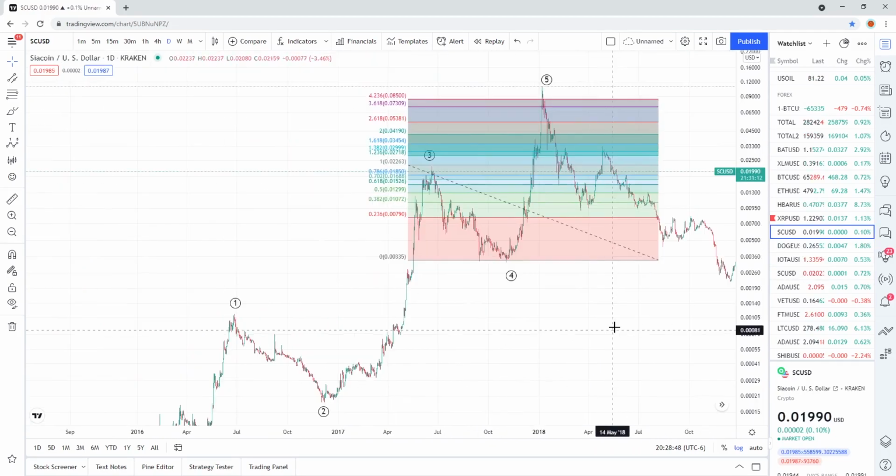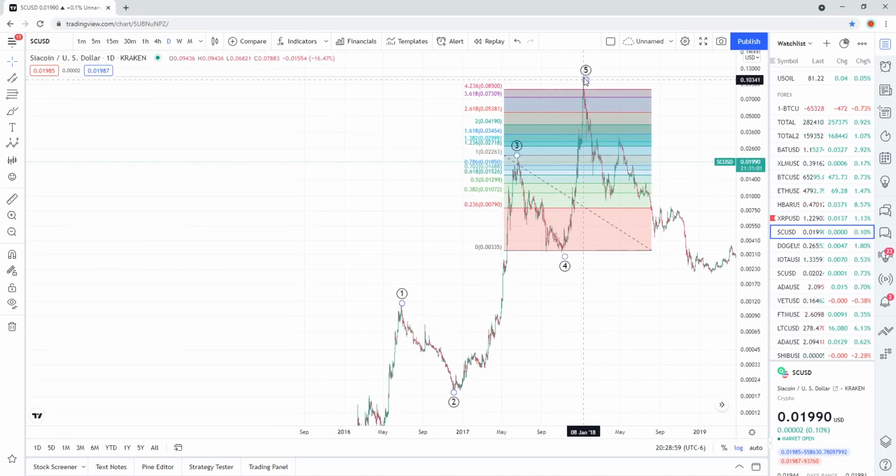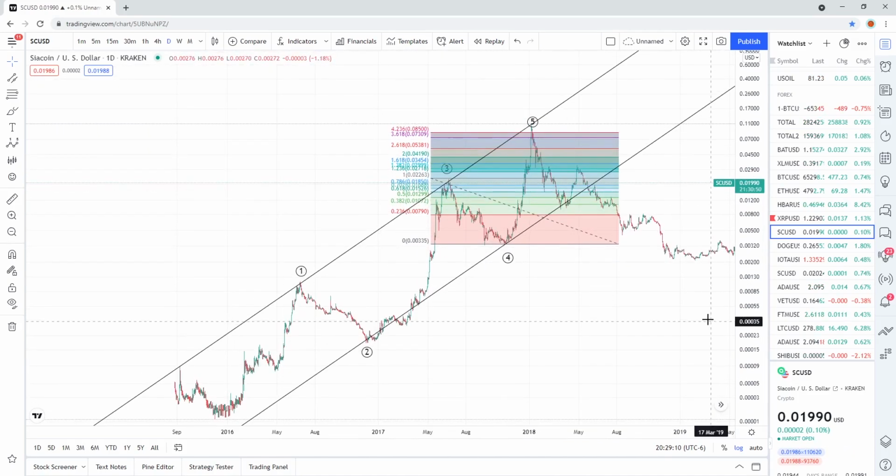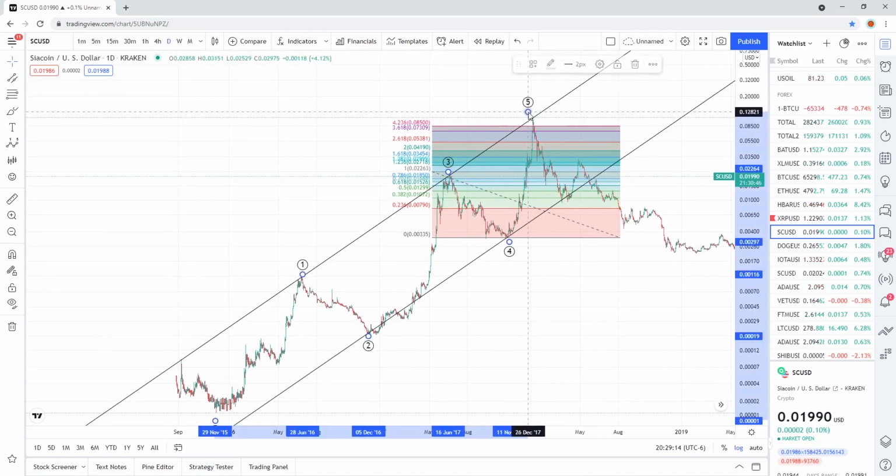before going into a bear market. Also, Siacoin hit that 4.236 extension in the 2017 bull run when measuring the Fibonacci retracement from the high of wave 3 to the bottom of wave 4. That fifth wave went parabolic and hit that top extension. And guess where that top extension was? At that upper trend line, the other measured move for a fifth wave.